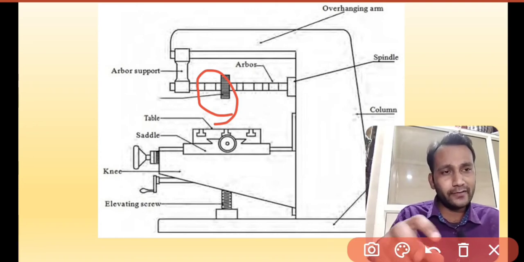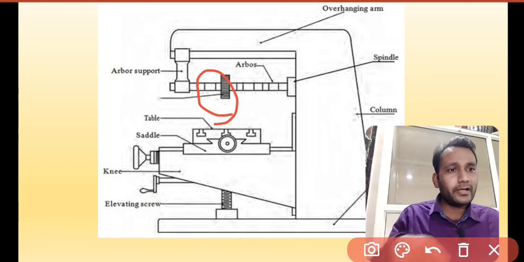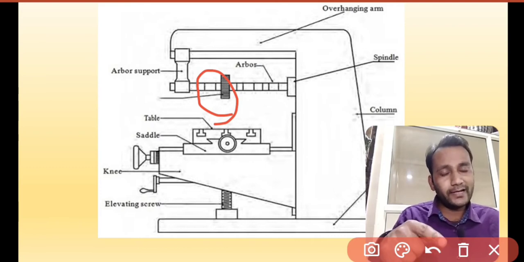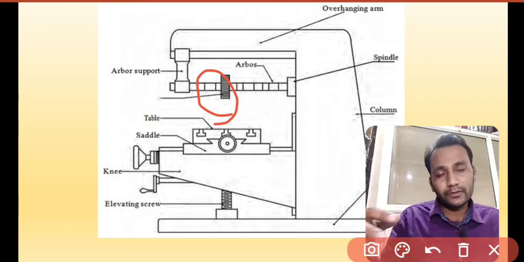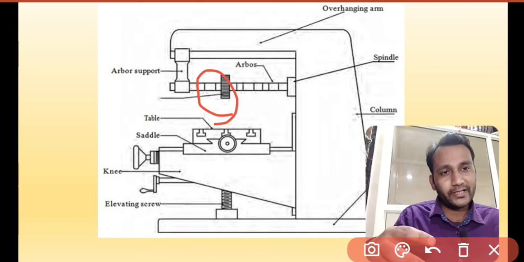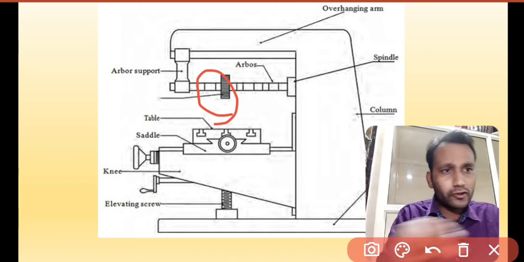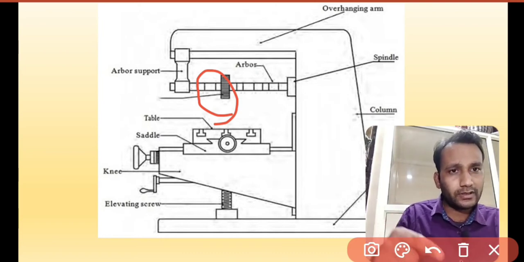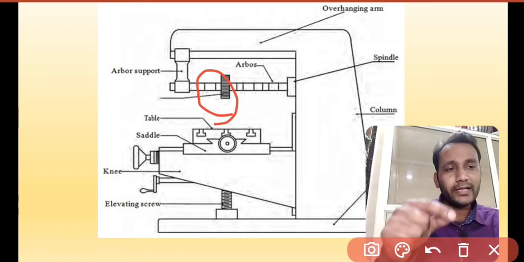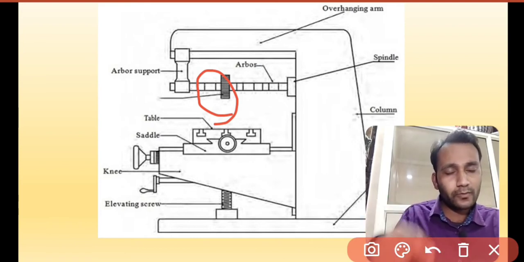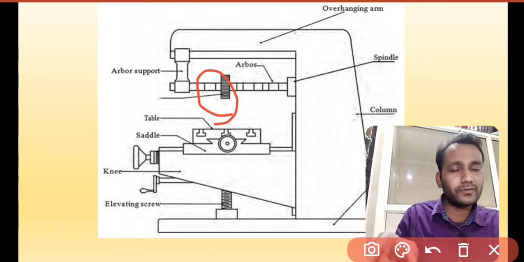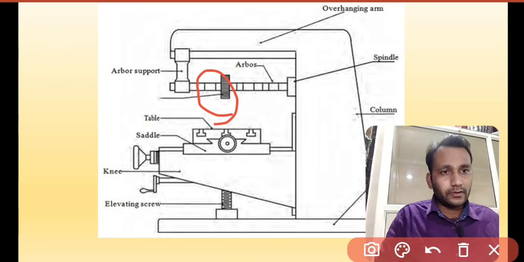The table is moved by hand wheels. One can rotate the hand wheel, and the rotation of the hand wheel is converted into the translatory motion of the table through a rack and pinion arrangement. There is a lead screw, and the table is attached to that lead screw. So when the hand wheel is rotated, the rotational motion is converted into the translatory motion of the lead screw, or a rack.